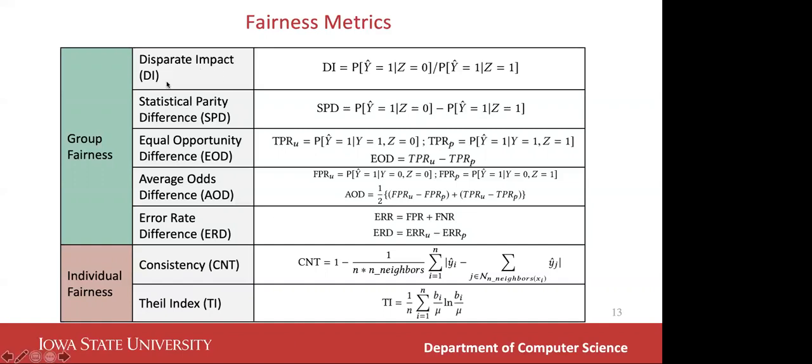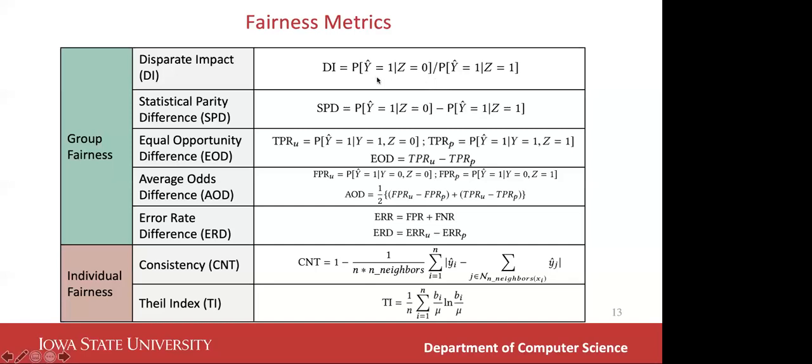Some of the metrics are based on ratios, and some actually measure differences. For example, the first one is the most popular, and most papers use this disparate impact. In these equations, y cap is the prediction label, and y cap is 1 if the prediction is favorable, and z is the protected attribute. Z equals 0 if this is the unprivileged class, and z equals 1 if this is the privileged class.